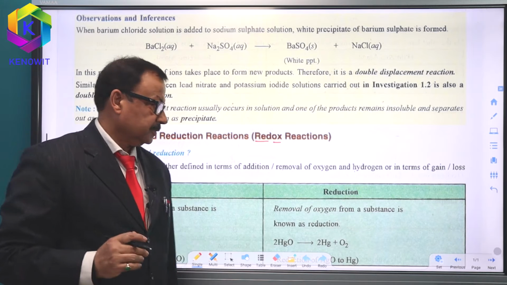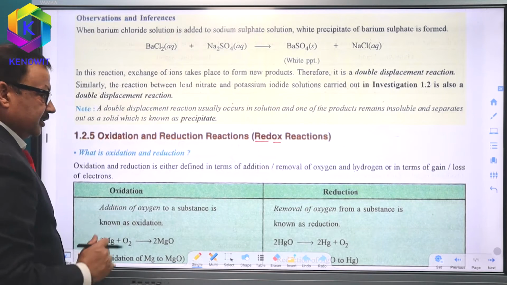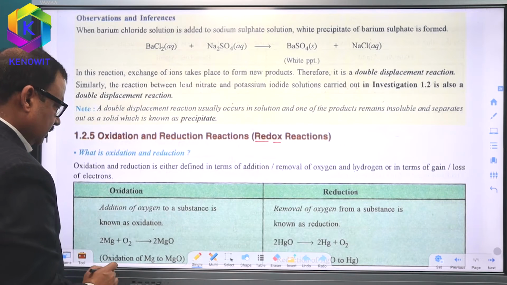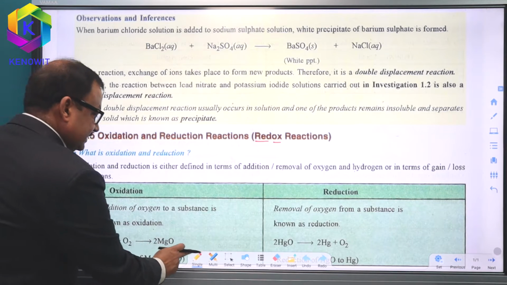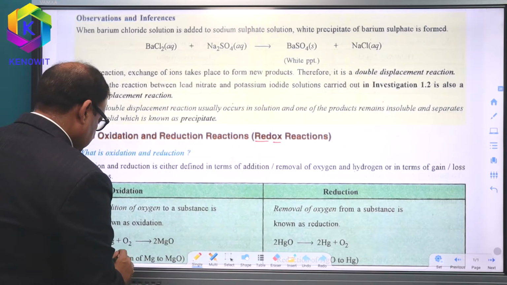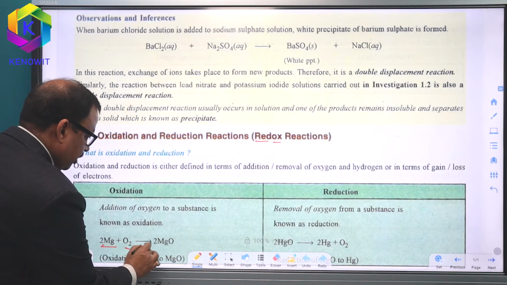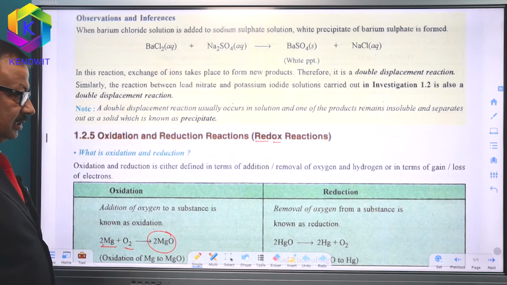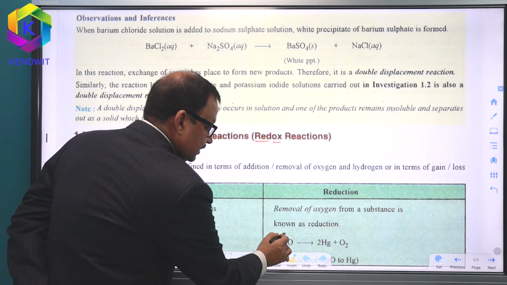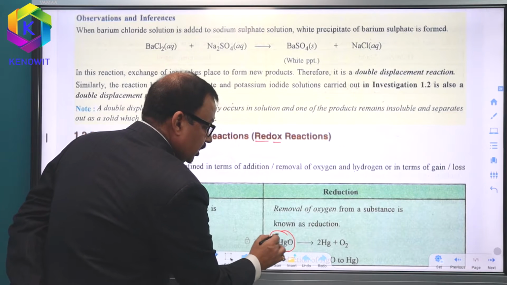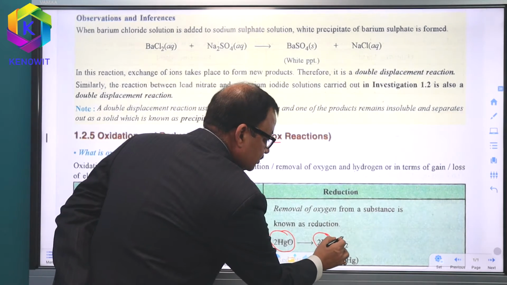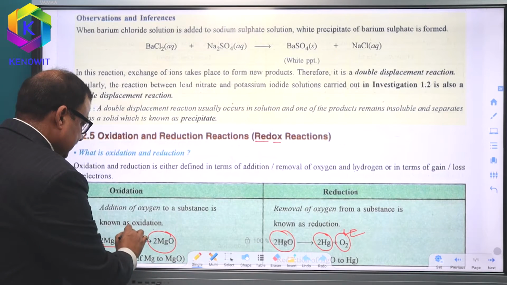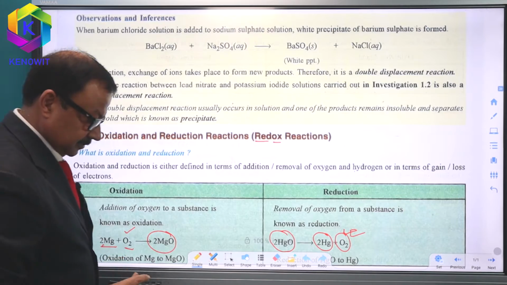of electrons. So oxidation and reduction: addition of oxygen to a substance is known as oxidation. For example, magnesium combines with oxygen and forms magnesium oxide. In this case, magnesium combines with oxygen, and in this case HgO on heating gives 2Hg plus O2. So removal of oxygen is reduction, and in this case addition of oxygen is oxidation.